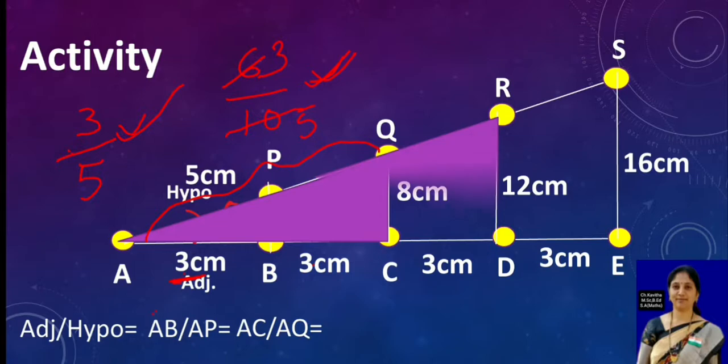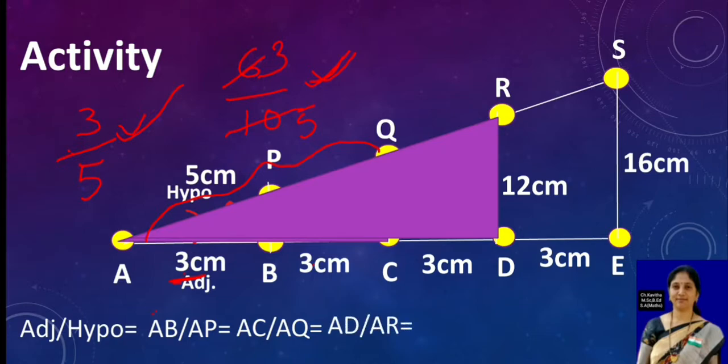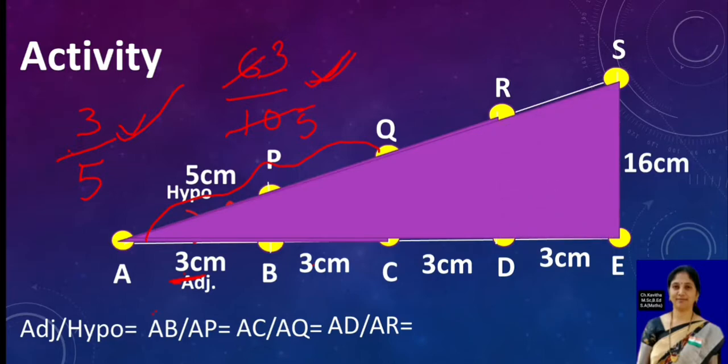And if you consider the other triangle, then here also adjacent by hypotenuse. Here the adjacent value is AD, so we get AD by hypotenuse, which is AR. Similarly here also we get the same value, 3 by 5. Like this, if you consider another triangle, here also adjacent by hypotenuse, where adjacent is AE and hypotenuse is AS. So AE by AS, all the ratios are the same.